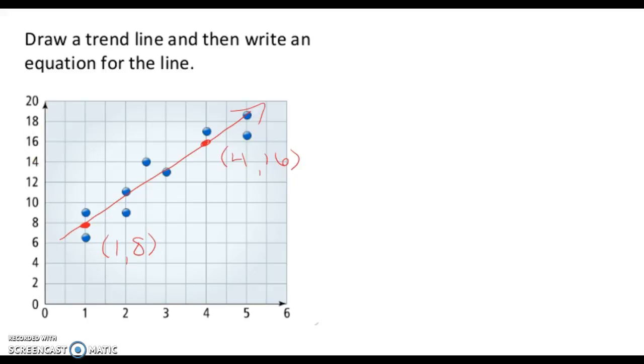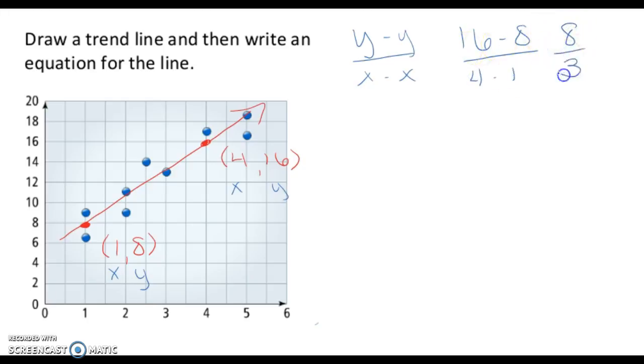So now I'm going to use those points. My first job was to pick my points and draw my line. My second one was to do my y minus y over x minus x. So I'm going to take my big Y. Remember, this is x, this is y, x and y. So I'm going to do the 16 minus the 8, and then I'm going to do the 4 minus the 1. So 16 minus 8 is 8. 4 minus 1 is 3.